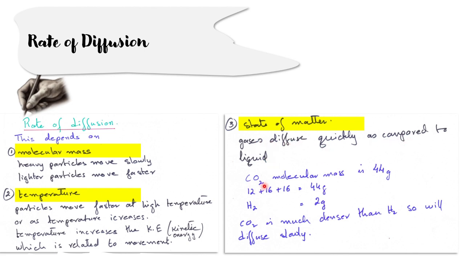Now this is a simple example. Carbon dioxide, its molecular mass is 44 gram. Hydrogen, its molecular mass is 2 gram. If you compare their movement, you will see that carbon dioxide will diffuse very slowly as compared to hydrogen gas because carbon dioxide is much denser than hydrogen gas. I hope you have understood up till now.